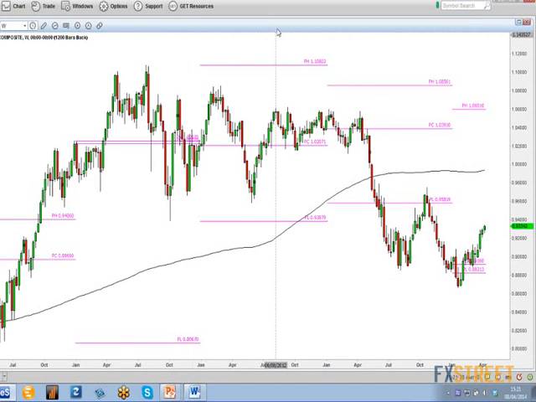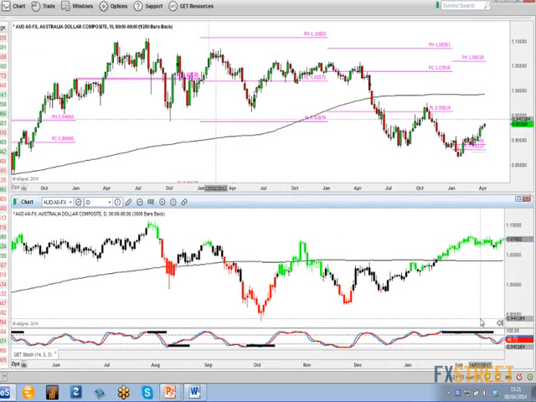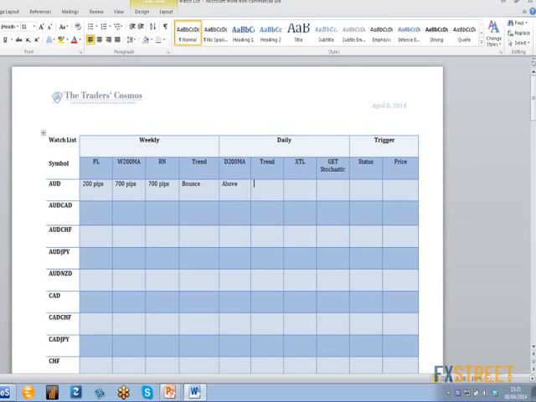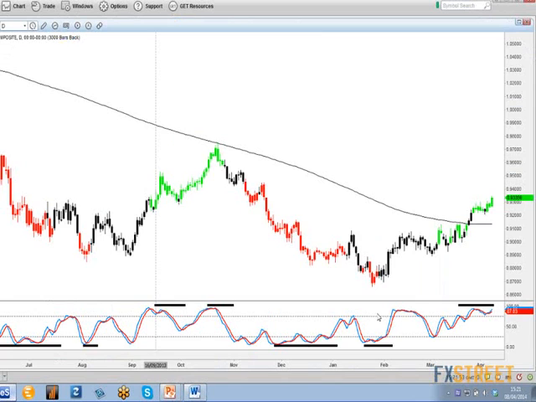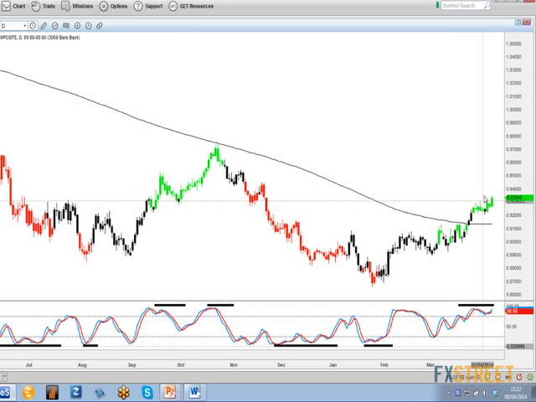Okay, now if we go to the daily time frame, what do we have? Well, on the daily, we are above the daily 200 moving average, so we are in a bull market. XTL, as we know, is green, and Get Stochastic is giving us a false bar. We've got green XTL, and Get Stochastic is also giving us a false bar. So the daily chart is actually looking very good.